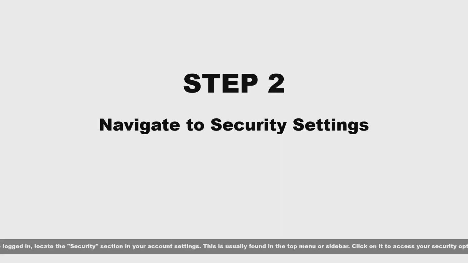Step 2. Navigate to Security Settings. Once logged in, locate the Security section in your account settings. This is usually found in the top menu or sidebar. Click on it to access your security options.